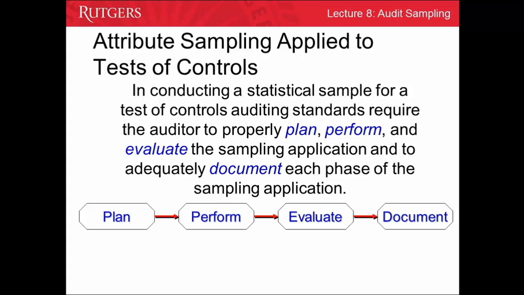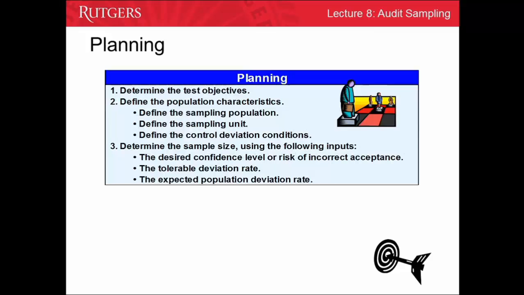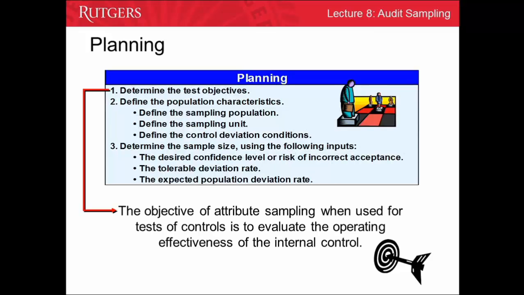So the basic process to apply attribute sampling to the test of controls includes the plan, perform, evaluate, and document stages. First, let's take a look at the planning stage. Proper planning of an attribute sampling application involves completing a number of important steps. Each of these steps in turn requires the use of professional judgment on the part of the auditor.